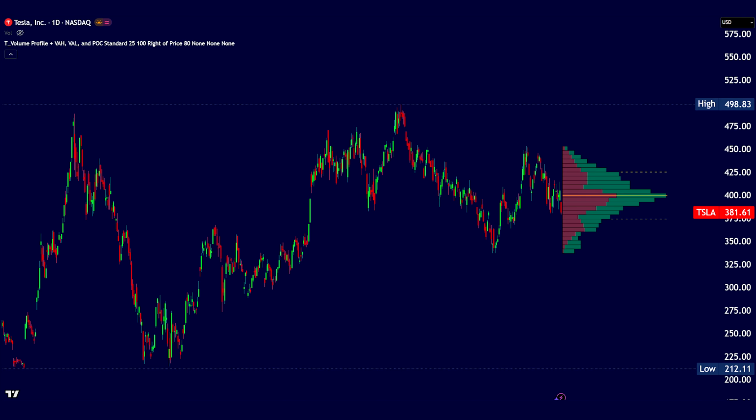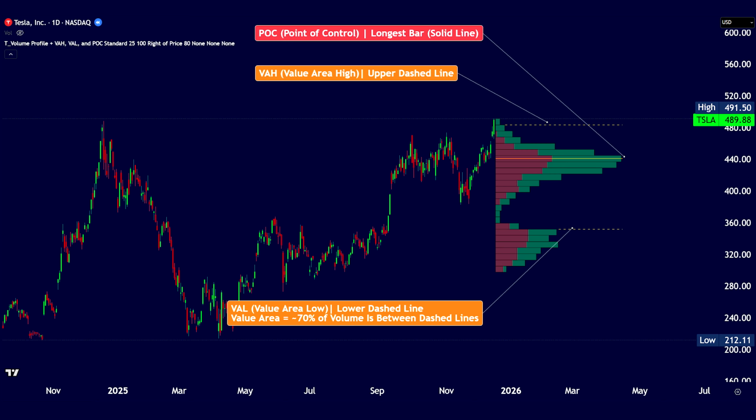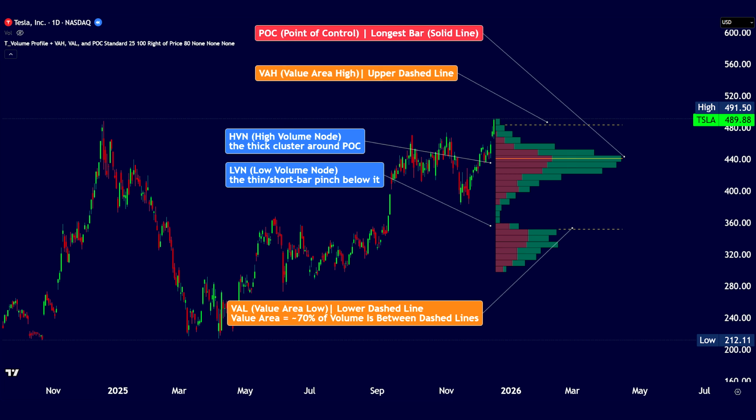The POC, or point of control, is the single price with the most volume traded, the fair value magnet. The value area is the range holding roughly 70% of all volume, bounded by the value area high and value area low. Inside that, fat bars are high volume nodes, brick walls. Skinny bars are low volume nodes. Open doors, price races through.